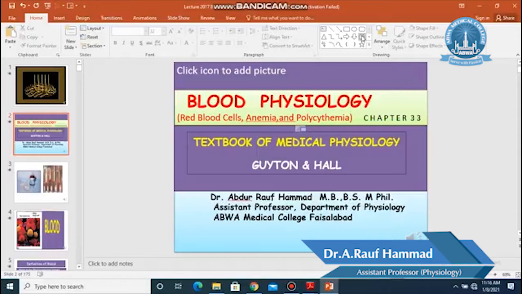First of all, Unit 1. It is relating to the introduction of physiology, the cell and general physiology. Unit 2, membrane physiology, nerve and muscle.